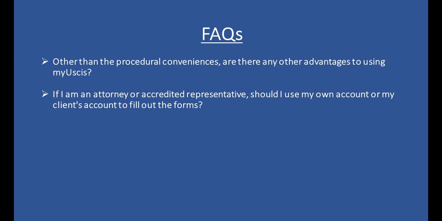If I am an attorney or accredited representative, should I use my own account or my client's account to fill out the forms? If a preparer is playing the role of the G-28 representative and will be assisting the applicant not only in preparing the form, but also moving forward, following the submission of the application, then the representative should definitely use their own MyUSCIS account, not the applicant's account, as was demonstrated in today's presentation.